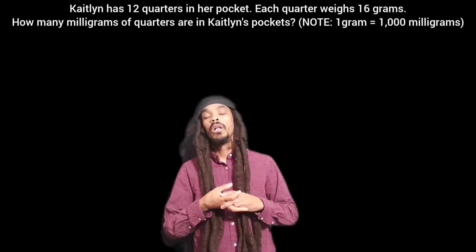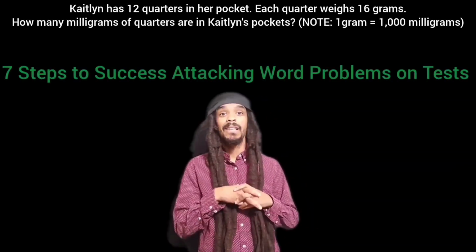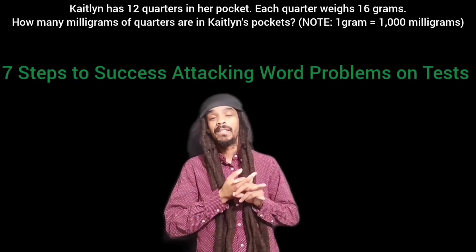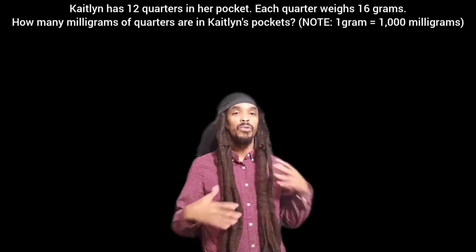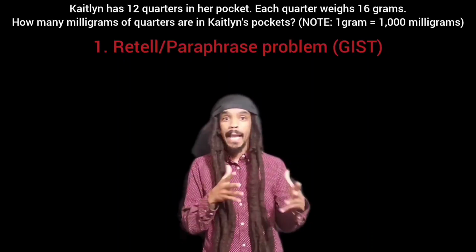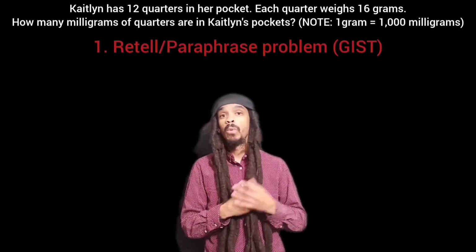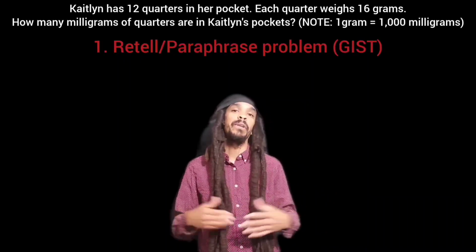Alright, so y'all already know how we doing. We're practicing Mr. Oliver's 7 steps to success, attacking word problems on tests. So we ain't gonna waste no time. Y'all already know step 1 is when you retell or paraphrase the problem into your own words, aka getting the gist. What I want you to do is write a 1-sentence gist that paraphrases what is happening in this problem.